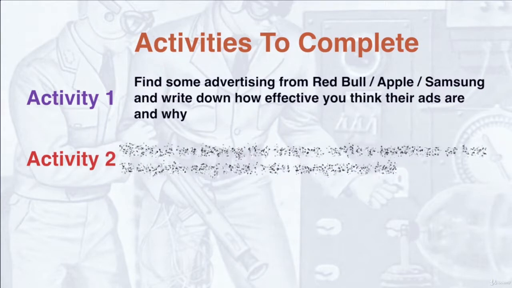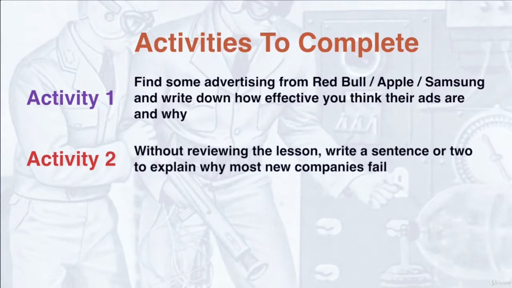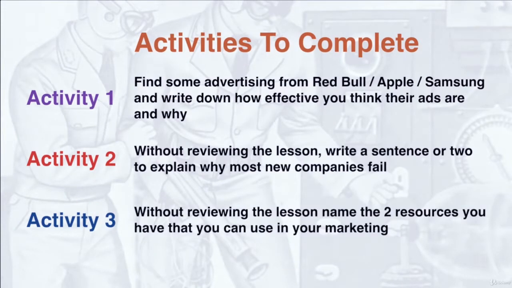Activity number 2. Without reviewing a lesson, write a sentence or two to explain why most new companies fail. Activity number 3. Without reviewing the lesson, name the 2 resources you have that you can use in your marketing campaign.